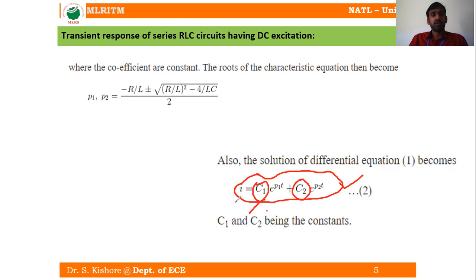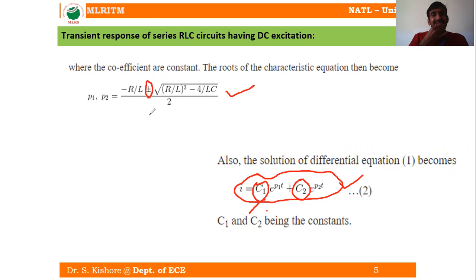Now, let us solve these roots, P1, P2. What could be the roots here? We have considered minus R by L plus or minus square root of R by L whole square minus 4 by LC, by 2. We got these roots. So how will we analyze this one? If it is a plus, we can explain. If it is a minus, we can get some exact value. But it is a plus or minus.